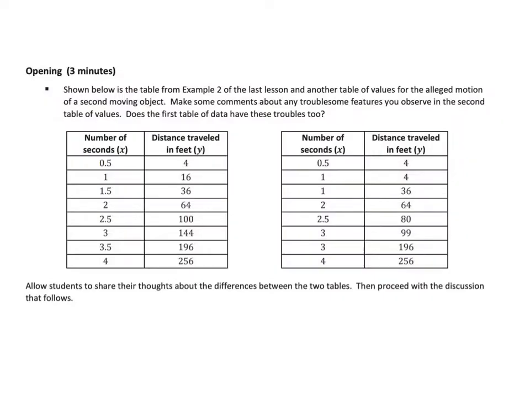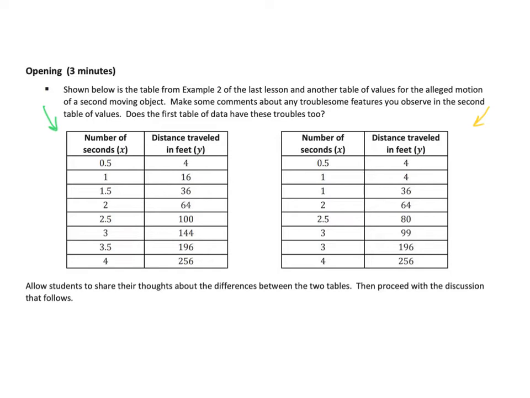All right, for our opening example, this is the table from example 2 of our last lesson, and then we have another table of values for the alleged motion of a second moving object. If you think back to our last lesson, it gave us an example of a stone falling off of a building, and that's represented by this first table. Then it says this is a second object, okay? It says make some comments about any troublesome features you observe in the second table of values. Does the first table of data have those troubles too?